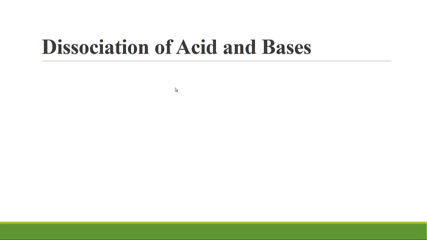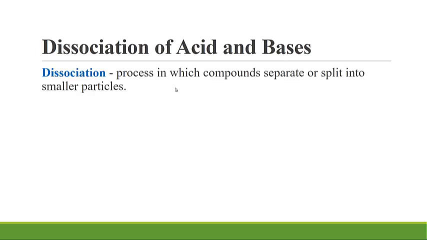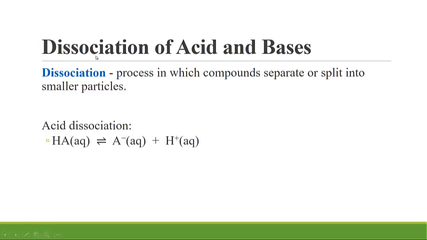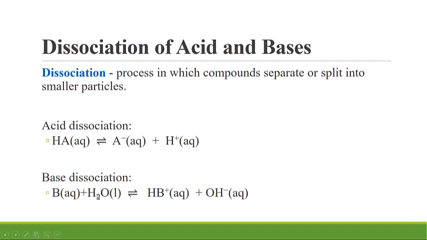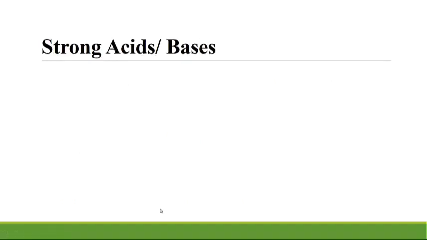So we talked already about dissociation when we talked about solubility. Dissociation simply is a process in which compounds separate or split into smaller particles. So if we look at an acid dissociation, we'll let HA be our acid. It's going to break down to A- and H+. There's our donating, that's the dissociation. If we look at a base, we're starting with a base. It's going to join with water. Remember, the base is going to gain a proton, so it becomes HB+ and then OH-. So this goes back to our Arrhenius definition. If we look at it from gaining or accepting a hydrogen, there's our Brønsted-Lowry definition.